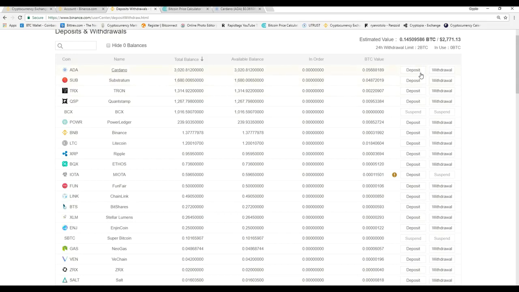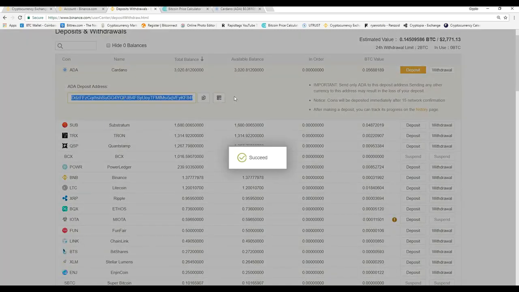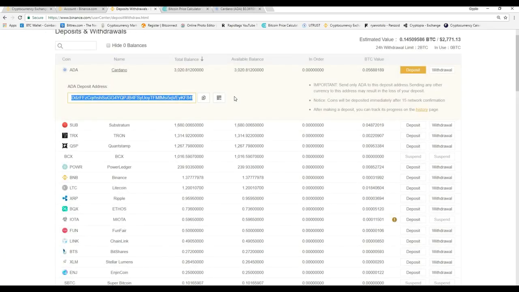Now over here you have the deposit and the withdrawal tab. On the deposit tab, this means you are trying to add Cardano to your account. So if I press on this, it's going to show this address. You could copy this address and you would put that address into whatever wallet or exchange you're trying to send Cardano from to Binance. So if you're trying to send a currency to this exchange, you would go to the deposit tab.